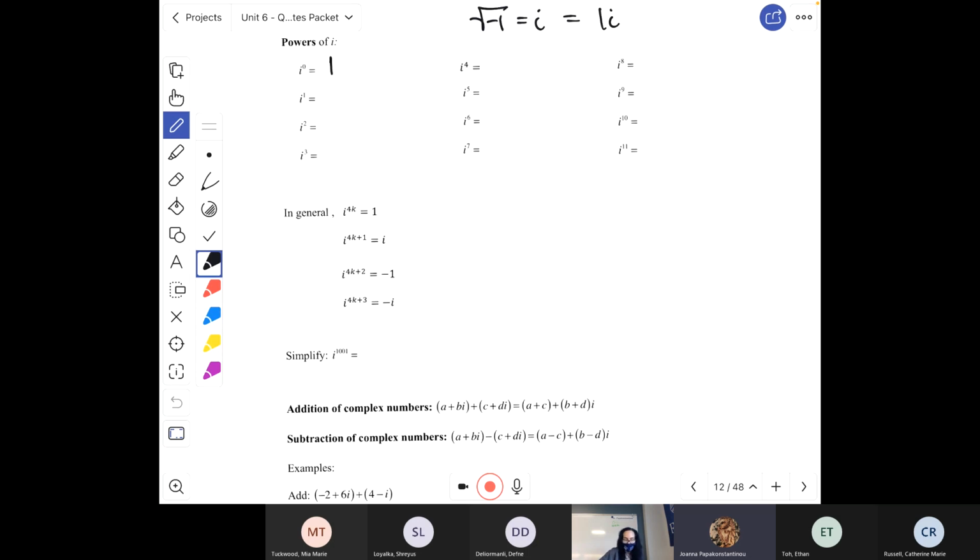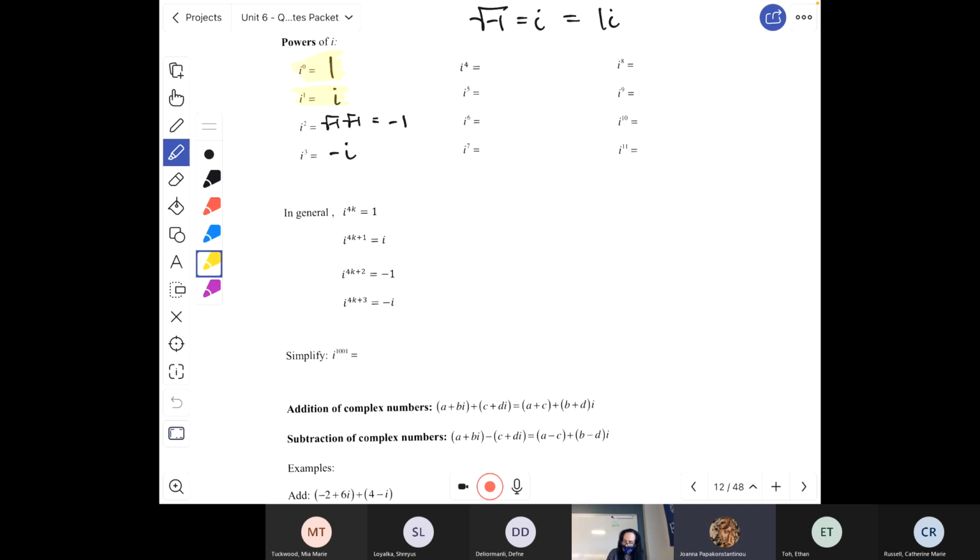1. i to the first is just i. i squared is the square root of -1 times the square root of -1. What do you think that's going to give you? -1. What about i cubed? Isn't that just i squared times i? i squared is -1 times i would give me what? -1i or -i.